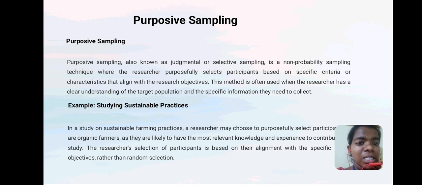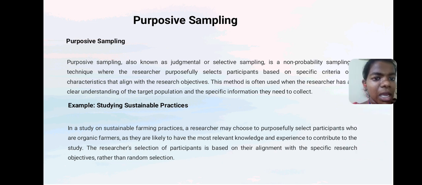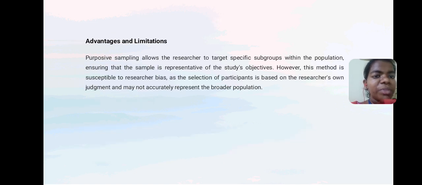And the example is studying sustainable practices. In a study of sustainable farming practices, a researcher may choose to purposefully select participants who are organic farmers as they are likely to have the most relevant knowledge and experiences to contribute to the study. The researcher's selection of participants is based on their alignment with specific research objectives rather than random selection. And these are the advantages and limitations of purposive sampling. It targets specific subgroups within the population, ensuring that the sample is representative to the study objective. However, this method is susceptible to researcher bias. The selection of participants is based on the researcher's own judgment and may not accurately represent the broader population.